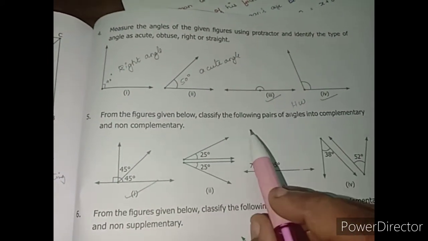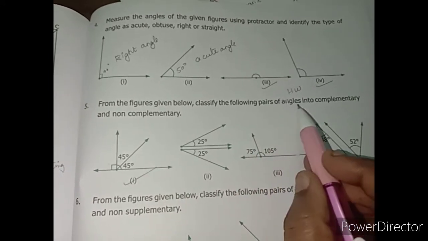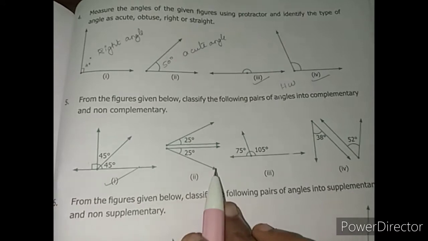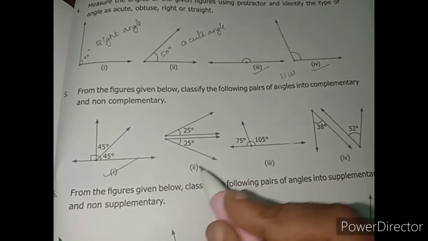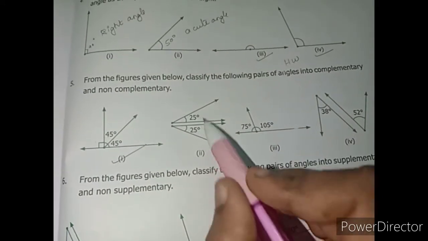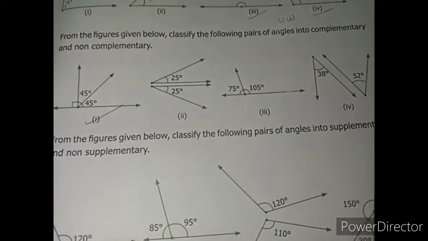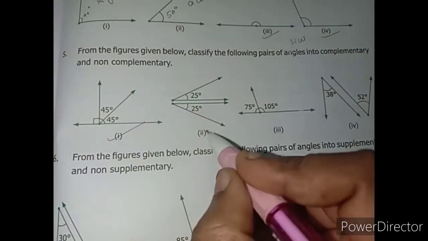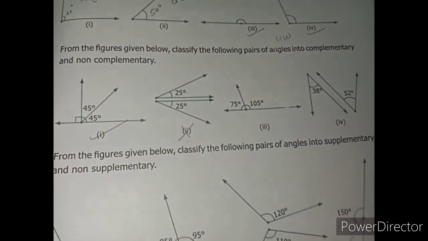We will see what is given here. Classify the following pair of angles into complementary. Which is complementary, which is non-complementary. If it is non-complementary, I'll put cross. So this is a complementary. See this one, 25 degree, 25. 25 plus 25 is 50 degree. It is below 90 degrees. So it is a non-complementary angle.